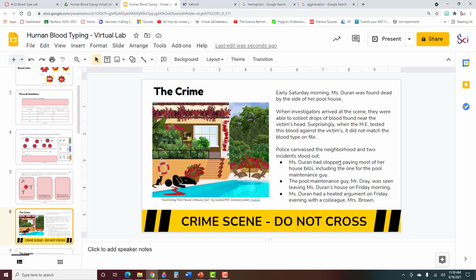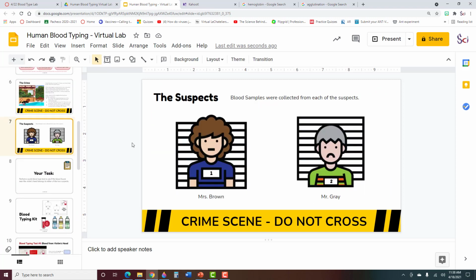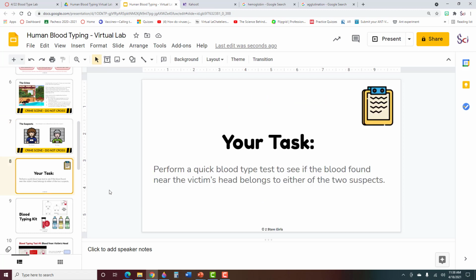Police canvassed the neighborhood, and two incidents stood out. Miss Duran had stopped paying most of her house bills, including the one for the pool guy. The pool maintenance guy, Mr. Gray, was seen leaving Miss Duran's house on Friday, and Miss Duran had a heated argument on Friday with Mrs. Brown. So those are your suspects: Mrs. Brown and Mr. Gray, the pool guy.